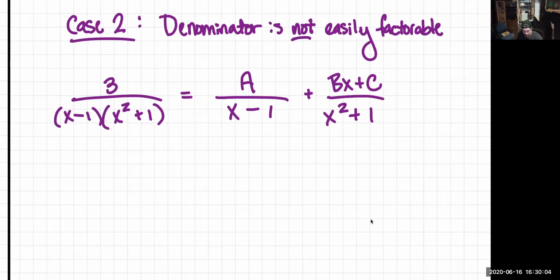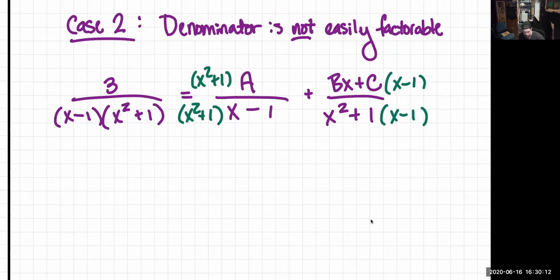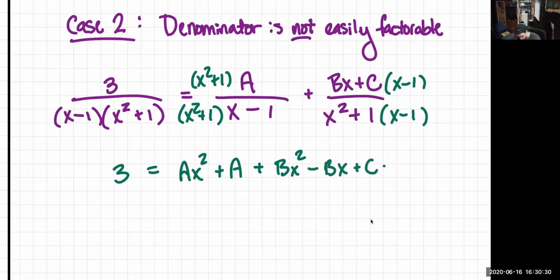Otherwise, it's the same thing. We're going to multiply this by x squared plus 1. This will be multiplied by x minus 1. So from here, it's just business as usual. This will be 3 equals ax squared plus a, plus, now here we just have to FOIL, bx squared minus bx plus cx minus c.